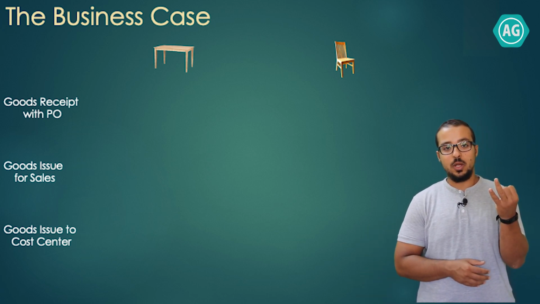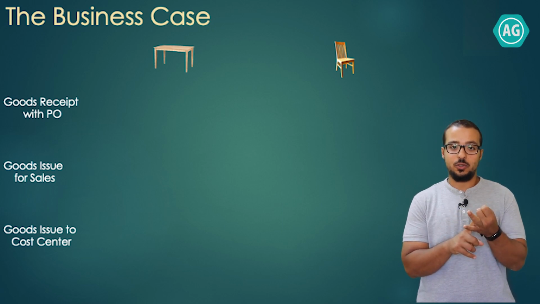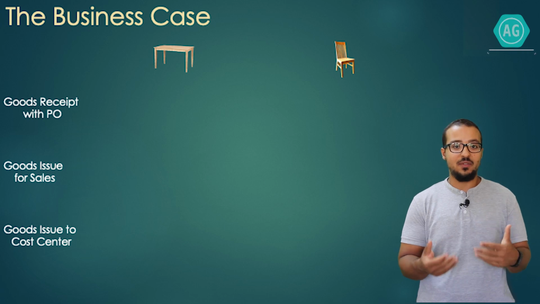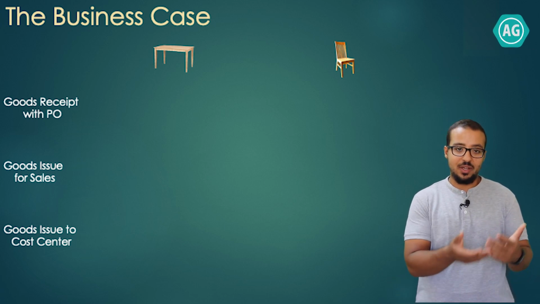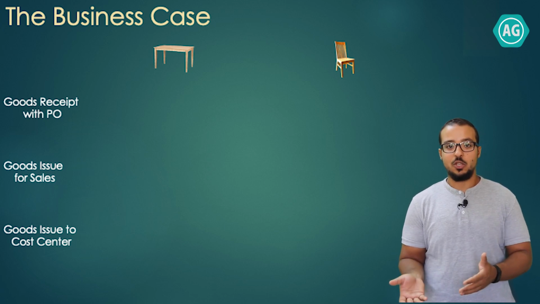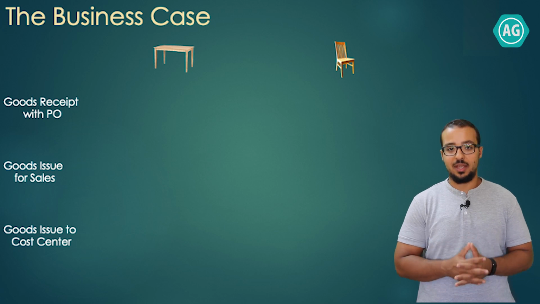The second one we do is a goods issue to a sales order when we sell the tables and the chairs. The third one is if we have a damaged product, so we have a damaged chair or a damaged table and we cannot sell them, in this case we scrap them. So we do a goods issue to a cost center to an expense account.